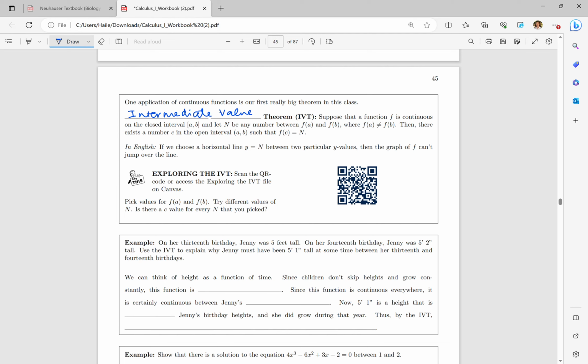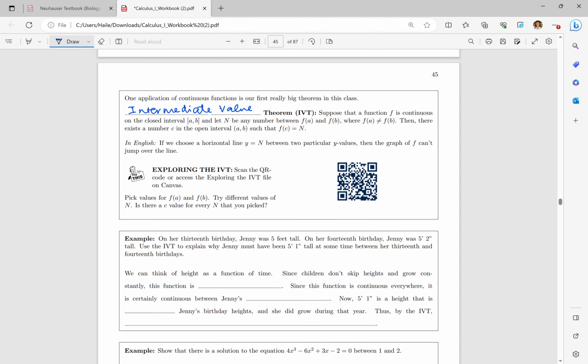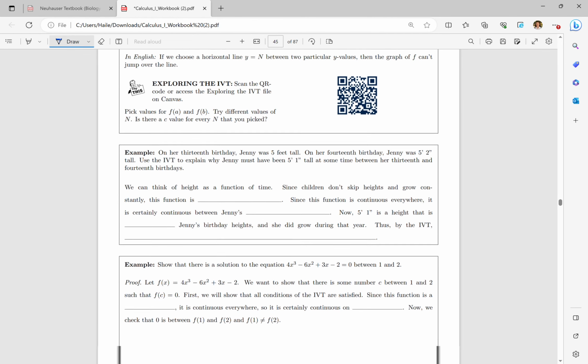So even the English translation might be a little confusing, so hopefully when you do this exploring the IVT activity and you see the picture, you'll be like, oh, that makes sense. To do that, just scan this QR code here or use the link on Canvas to access the file. I'm not going to do that in this video though. We're just going to go to the next example.